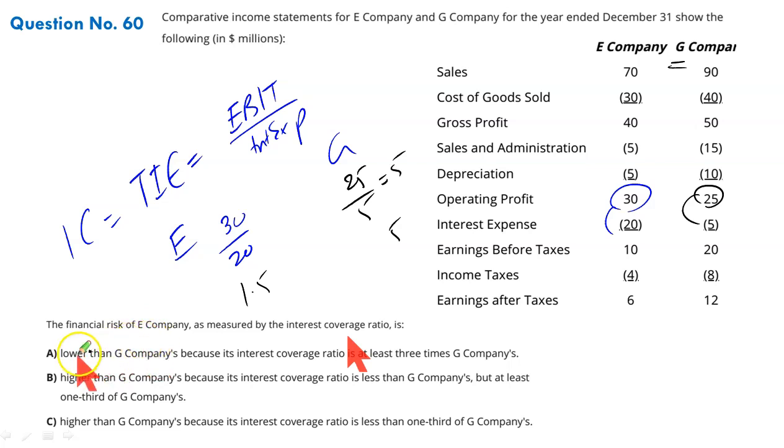Now let's see what's the right option. Interest coverage, times interest earned, is a measure of financial risk. Option A: the financial risk of company E as measured by interest coverage is lower than G. Yes, it is lower than G, and it's at least 3 times of G. No, it's not 3 times, because 3 times 1.5 would be 4.5. It is not 3 times. Incorrect.